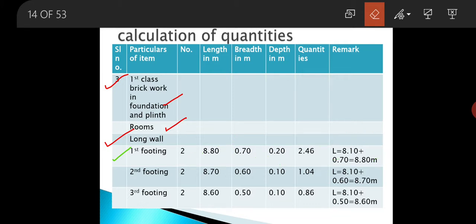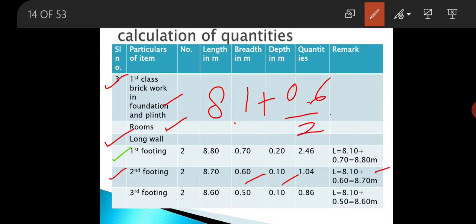Similarly, we will go for the second footing. For the second footing, see here, the width of the second footing was 0.6 and the depth was 0.1. In order to get the length, with the center to center line length, that is 8.1, we will add half of the width of the second footing on both sides. That means one width of the second footing, which will give you the length as 8.7 meter. Number is 2. Then by multiplying all the 4 columns, we will get the total quantity as 1.04 cubic meter.